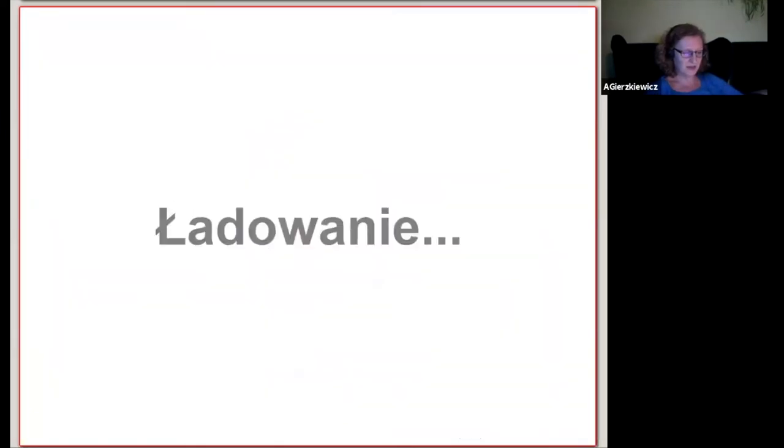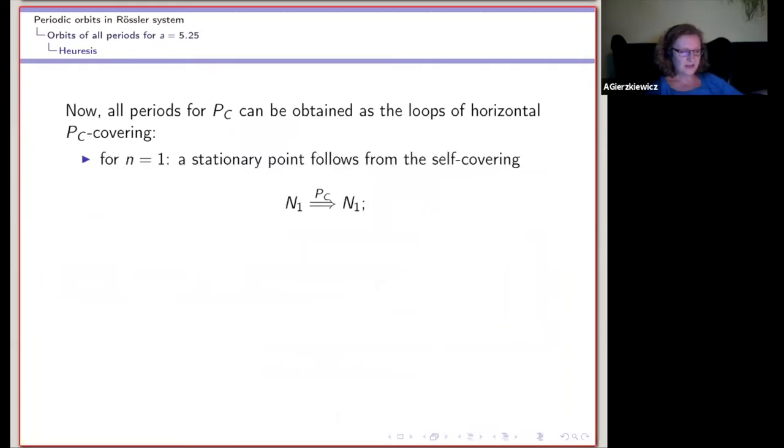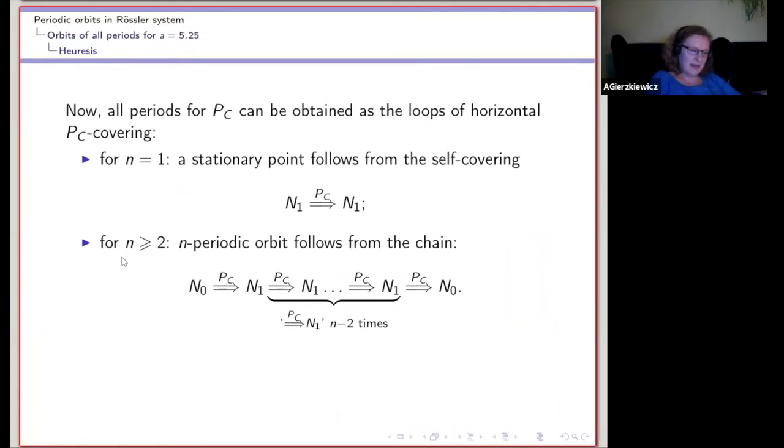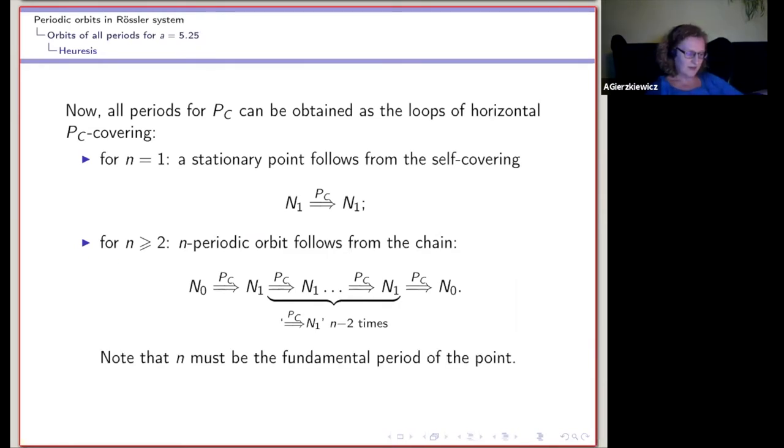And if we have such a chain of covering relations, we obtain the periodic orbits just like that. For n equal to one, we get a stationary point simply from the self-covering. And if we take n greater or equal to two, we have to make a longer chain, but we just have to stay in N1 for n minus two times, and we get the desired chain, which proves the n periodic orbit. So this is how it was done, in fact, in the case of the three periodic orbit.